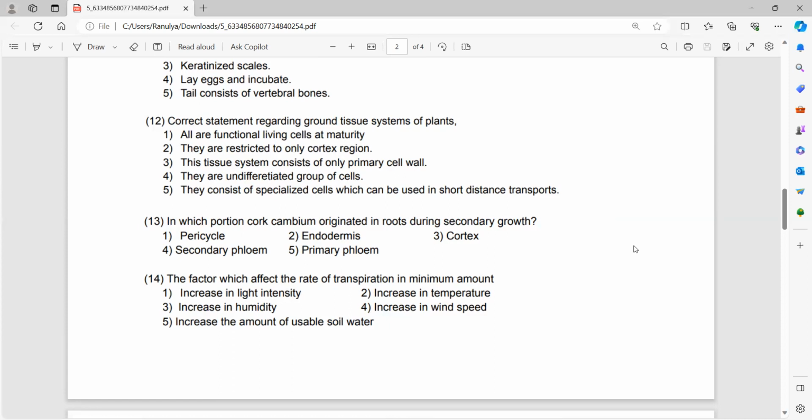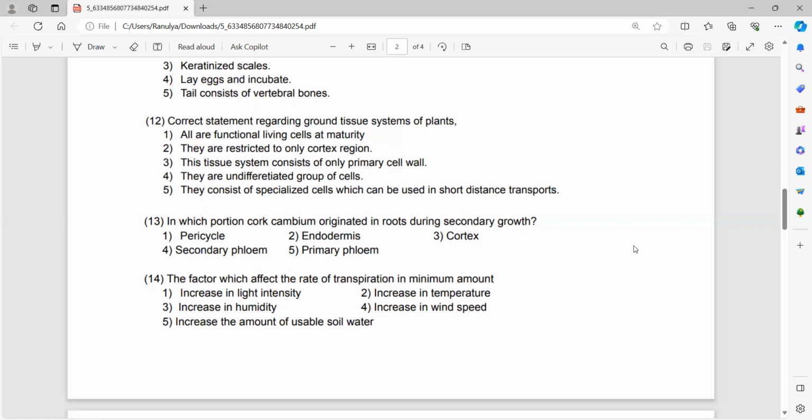The tissue system consists of only primary cell wall. That is again incorrect, because sclerenchyma has a secondary cell wall thickened by a large amount of lignin. They are an undifferentiated group of cells? Ground tissues are a differentiated group of cells. So the fifth one, they consist of specialized cells which can be used in short distance transport. That is correct. For the 12th one, the answer should be the fifth answer.